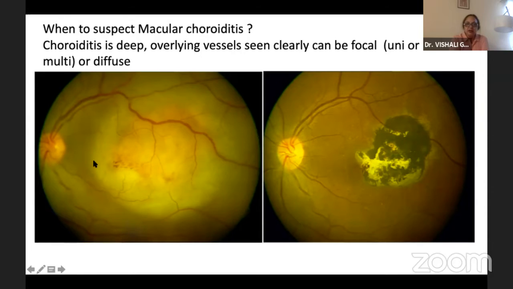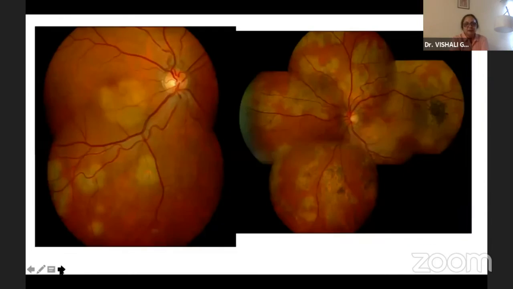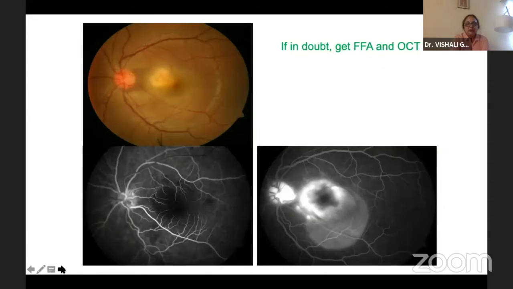It can be either unifocal, multifocal, or diffuse. This is an example of multifocal, where you see many patches of choroiditis, which over a period of time may become confluent and form a diffuse choroiditis. Sometimes, especially for beginners and students, if you are in doubt whether it is choroiditis or retinitis, it's always a good idea to look at the OCT and fluorescein.